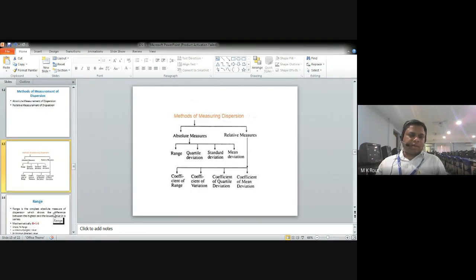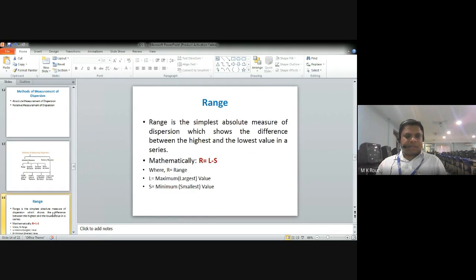In case of range, as you know, the range is the simplest absolute measure of dispersion, which shows the difference between the highest and the lowest value in the series. In an individual series, suppose the numbers start from 1 to 10. The lowest value is 1 and the highest value is 10. So the range is 10 minus 1, that equals 9.